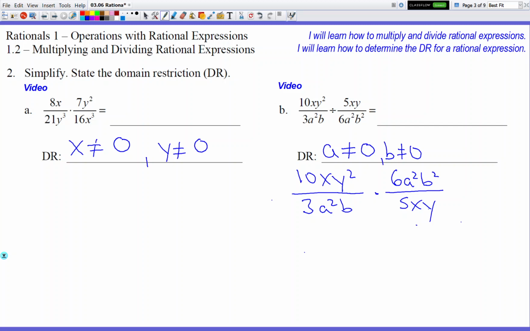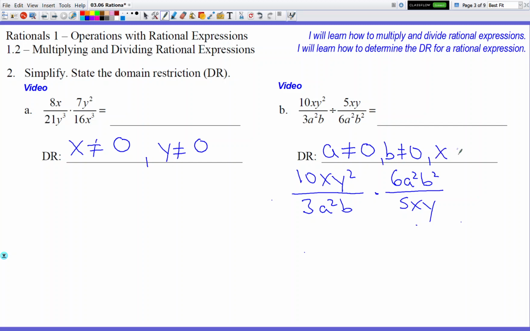So that's why I said past and present tense, right? The A and the B on the original problem used to be on the bottom of the second fraction, but when I did the reciprocal, they switched places. So now the x and the y are on the bottom. You know that, and that's why I said past and present tense of anything, any letter that's on the bottom.